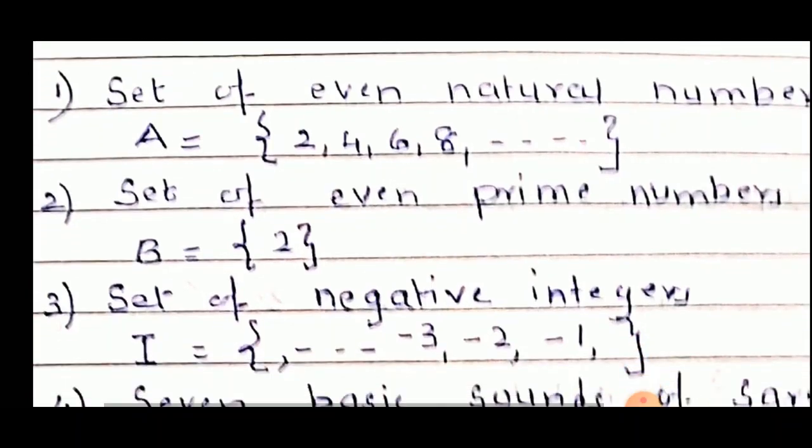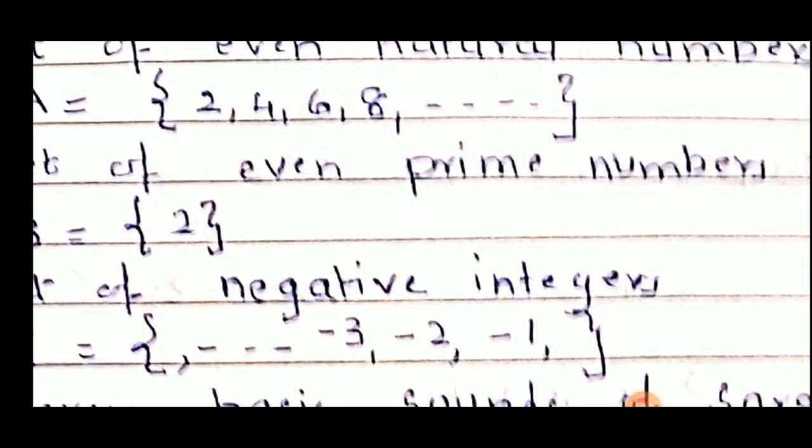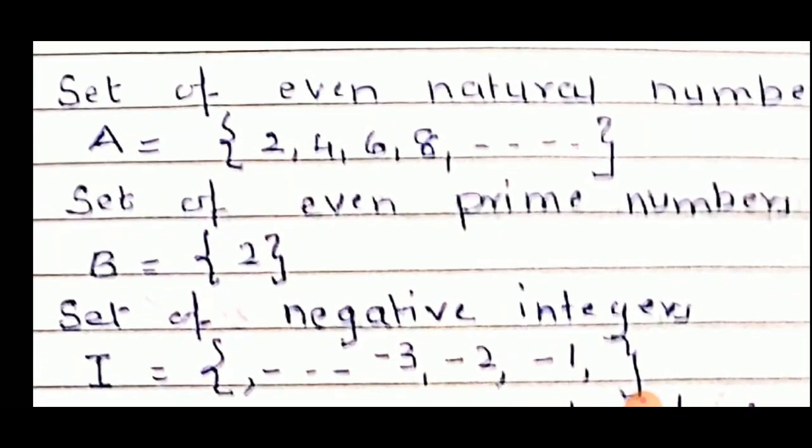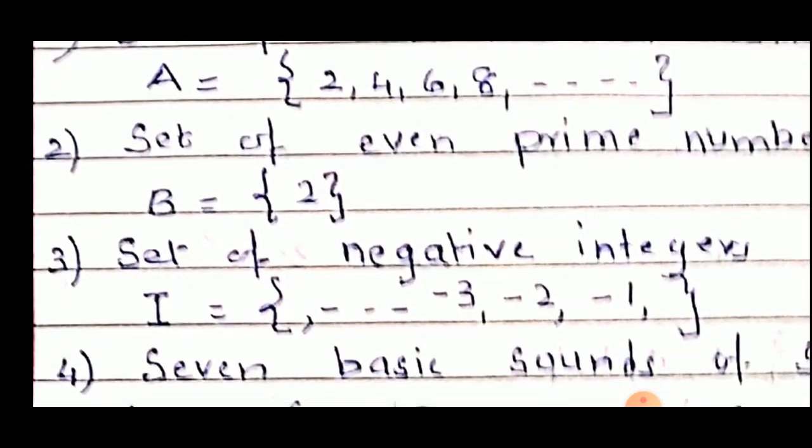The second one is the set of even prime numbers from 1 to 50. From 1 to 50 there is only one even prime number. So B is equal to 2. Otherwise also, there is only one even prime number, that is 2. Now the third example is the set of negative integers. I is equal to minus 3, minus 2, minus 1, and so on. Only the negative integers will be there.